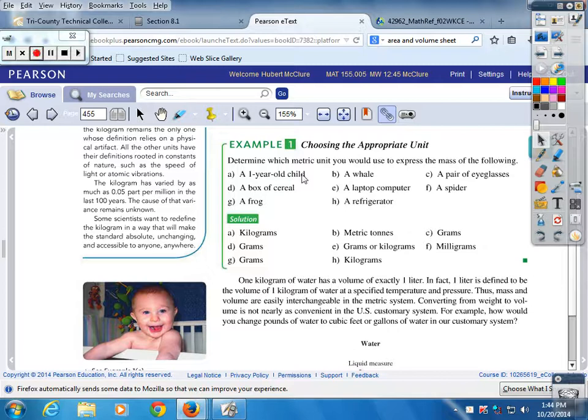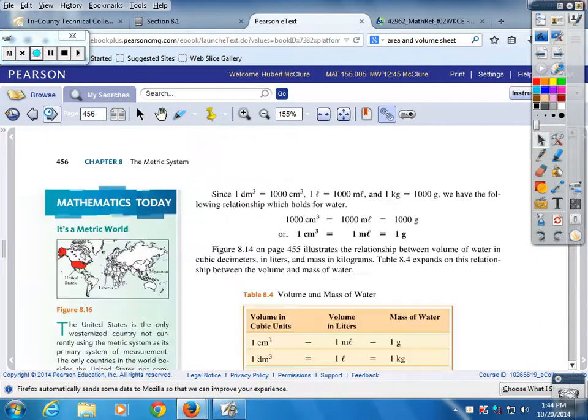How about a 1-year-old child? You're going to measure them in kilograms. Most people are measured in kilograms. What about a box of cereal? Grams. A spider. That would be very small. That'd be like at least 5 or 6 paper clips. So that'd be grams. Make sure you can do a problem like that. I doubt you'll see one on the test, but if I was going to give you one, it'd be one like that.